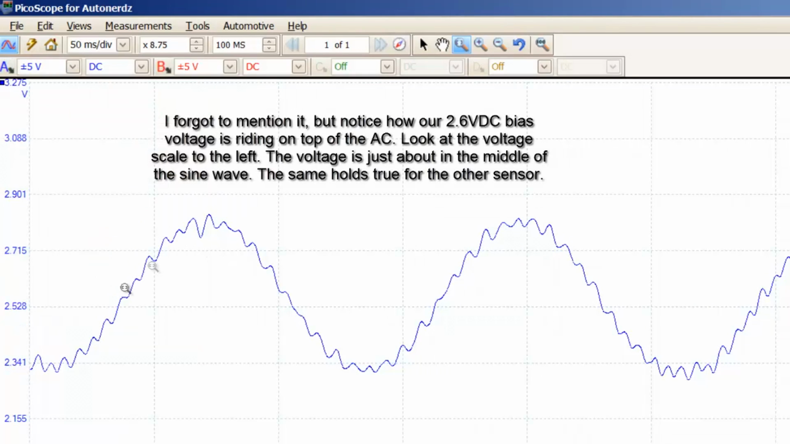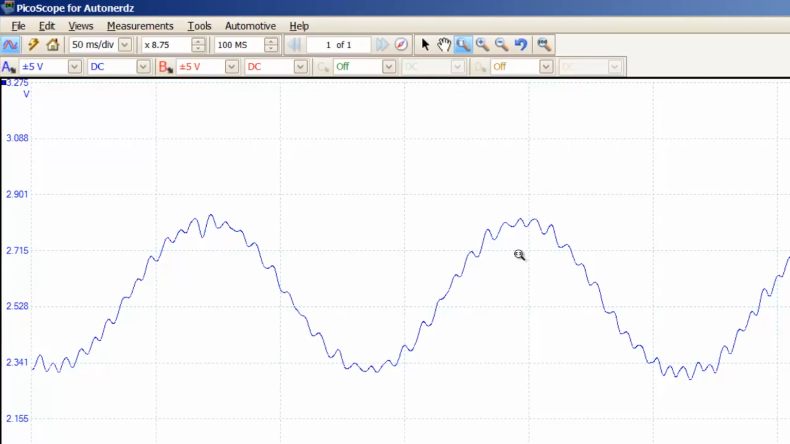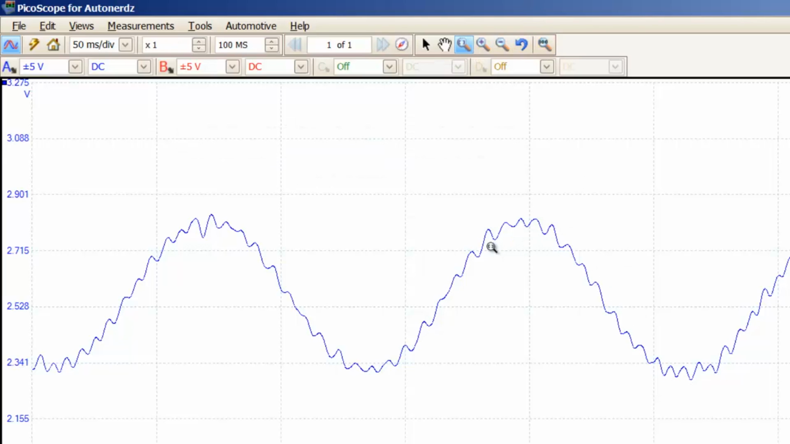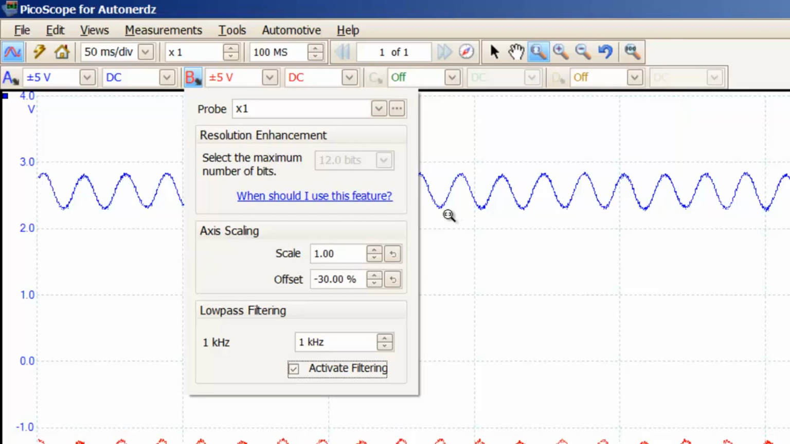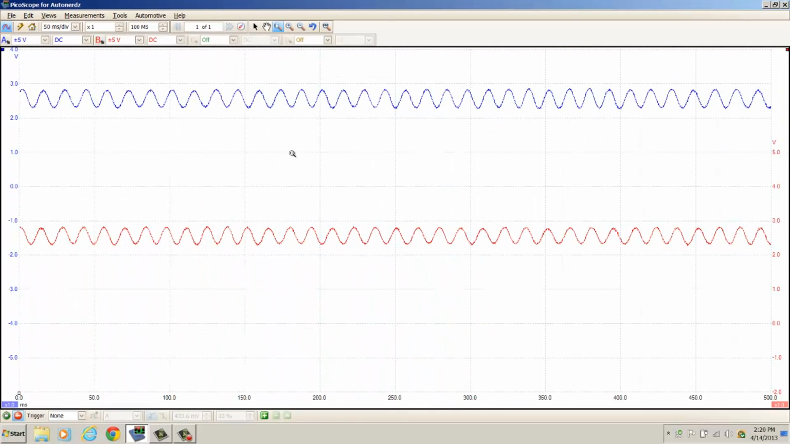Okay, now you notice how this is kind of going a little bit up and down. Well, it's very slight imperfections as far as the RPM while it's turning. This thing is so sensitive, it's going to actually pick that up. But that's nothing to really worry about. There's no problem there. Okay, we can do the same thing for channel B, so we can filter that out a little bit. You can see that it looks a little better.